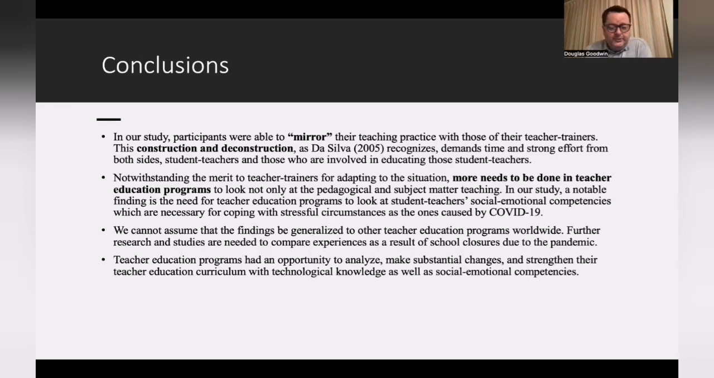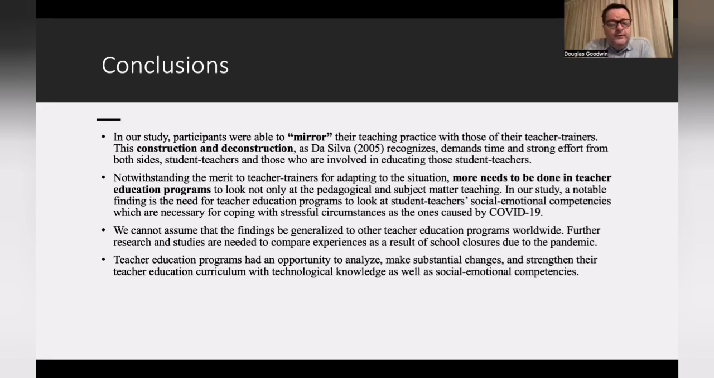So here are the conclusions. Just to kind of summarize, we saw where our participants were sort of mirroring their instructors. For me, the big one is that second bullet point, that not enough is being done right now in our teacher education programs to assess the identity and the social nature of our students and would-be professionalized teachers.